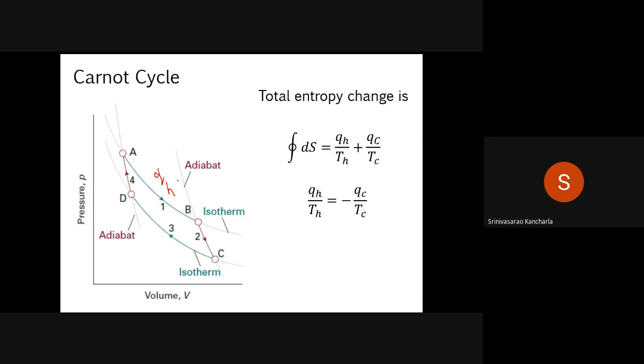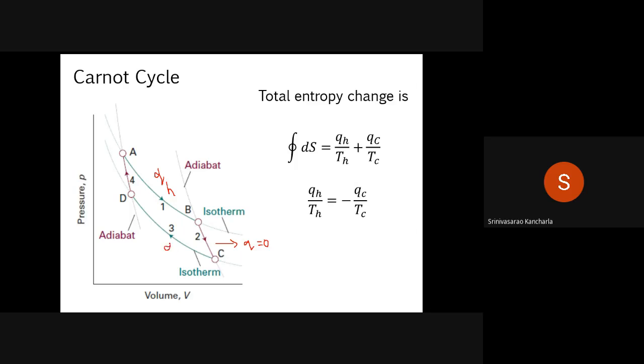Whereas when you come to the adiabatic process, remember that here it is given Q by T. In the adiabatic process, whether it is a compression or expansion, the amount of energy supplied is zero. Okay, so the change in entropy will be zero. Is that okay?